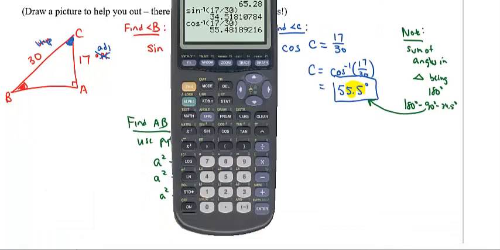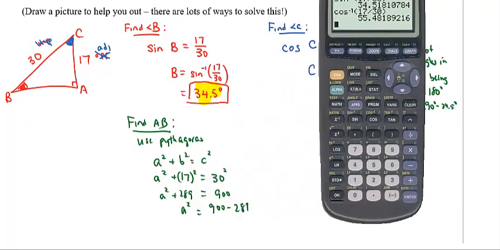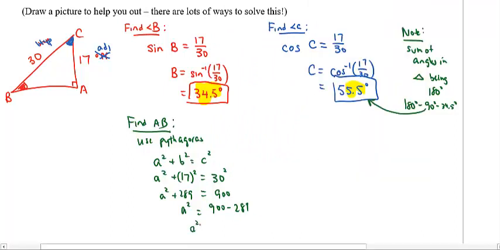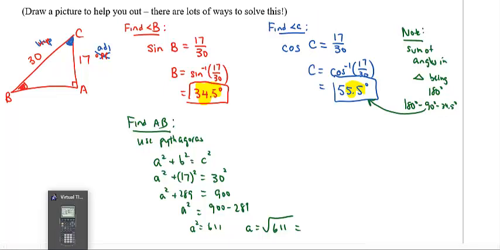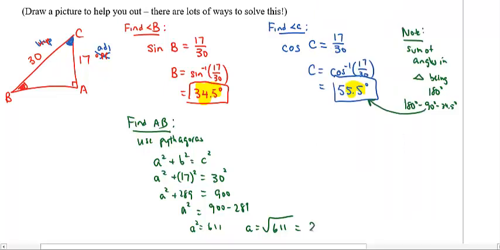I don't know that. Calculator time. 900 minus 289. 611. So a squared equals 611. A then equals the square root of 611. And that is equal to 24.7 centimeters.